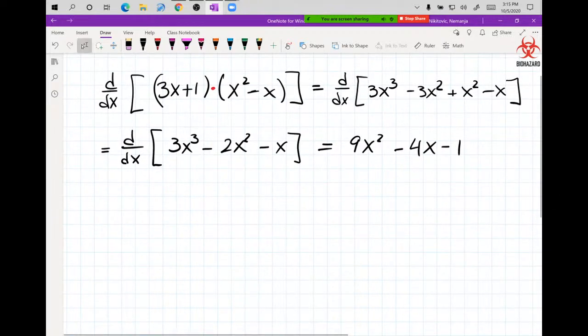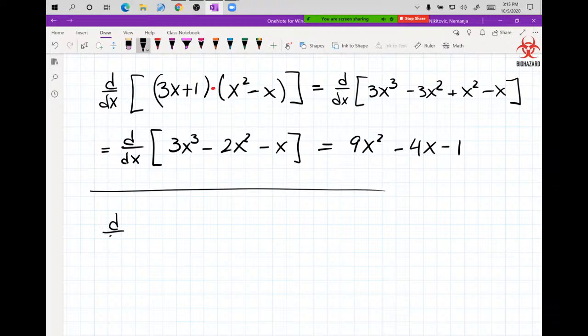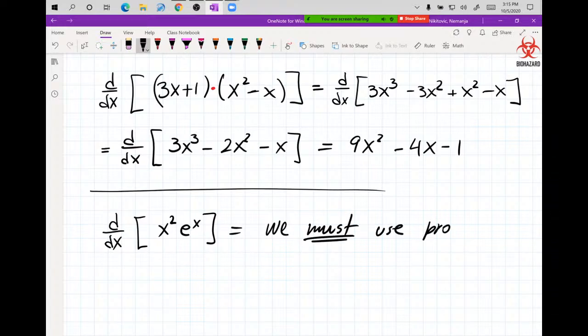Now, why do we need a product rule formula if we can FOIL? Well, if you run into a problem, which most of the problems will have, with an exponential function, now, right, you can't FOIL. You can't multiply, you can't use algebra to turn this problem into a polynomial, because e to the x is not a polynomial. So we must use the product rule formula in this case.